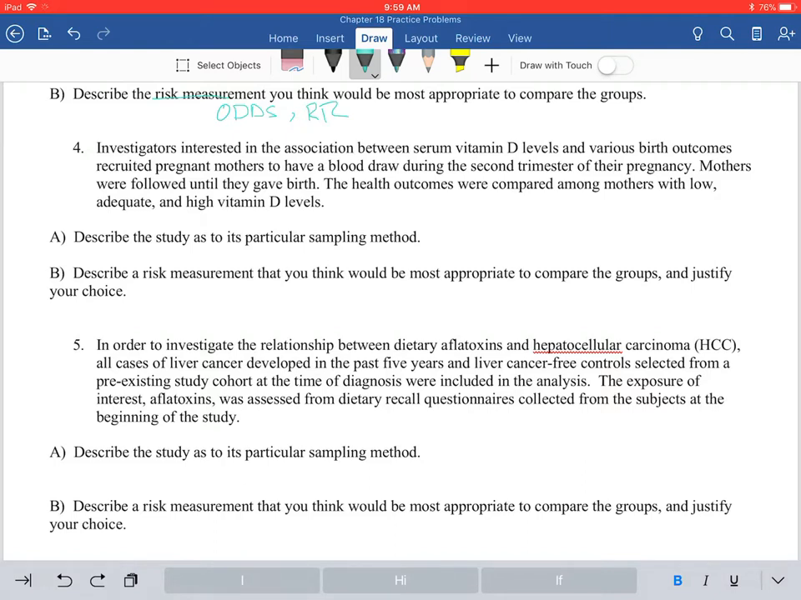Number 4: investigators are interested in the association between serum vitamin D levels and various birth outcomes. They recruited pregnant women to have their blood drawn during the second trimester of their pregnancy. Mothers were then followed until they gave birth. The health outcomes were compared among mothers with low, adequate, and high vitamin D levels. Describe this study by its participant sampling method. This one, the key words here are mothers were followed until they gave birth. So they had to be in the second trimester, and then they were followed until they gave birth. When you do this, this is going to be a cohort.